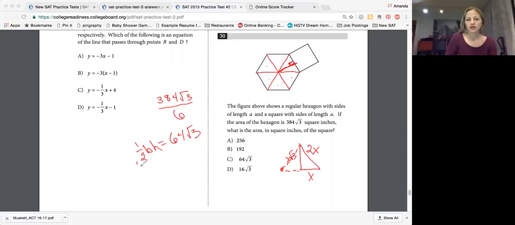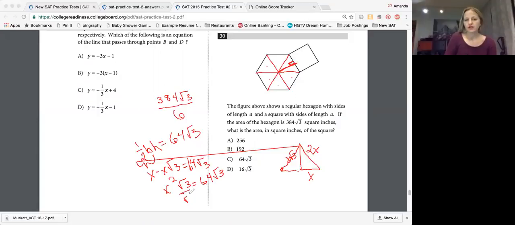So I can sub in x for 1/2 base. And then the height we said is x root 3. So for height, I'm going to put in x root 3. And I still have it equal to 64 root 3. So now if I solve this, I get x squared times root 3 equals 64 root 3.